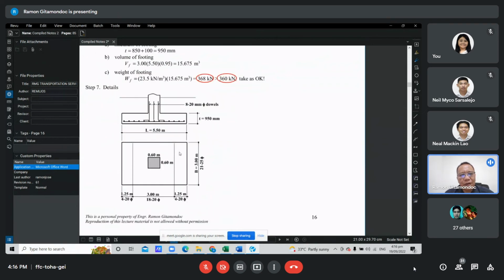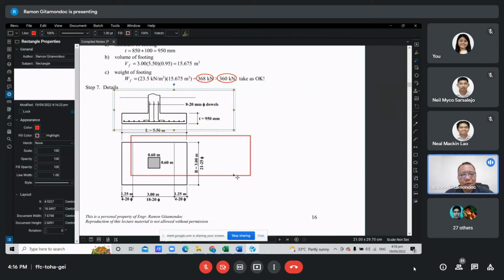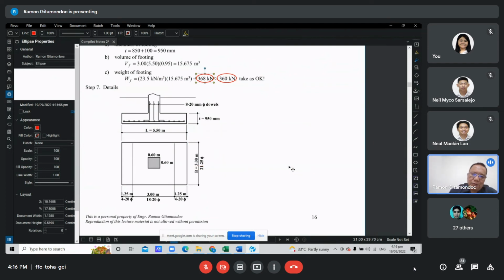Then finally, we draw the detail. Here we have the sectional view, then here the plan view. What is important is that you include the information needed to construct the footing according to your intention as the designer.